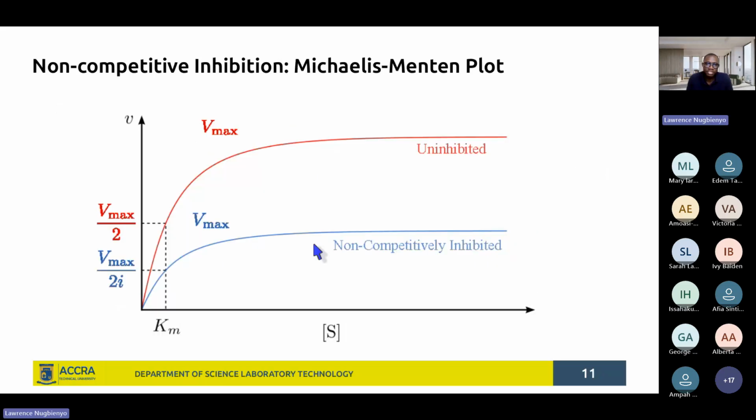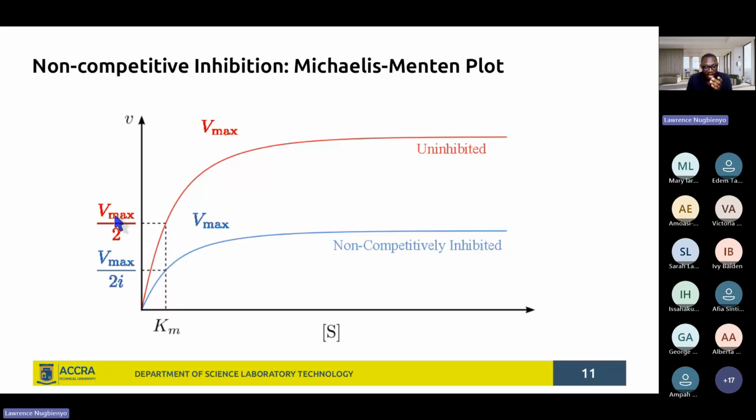And that too, we can represent it with a Michaelis-Menten curve. In this instance, what you notice is that the Michaelis-Menten constant hasn't changed, it's the same. So you see the concentration at which you reach half of the maximum rate of reaction is the same. But the maximum rate of the reaction has changed.